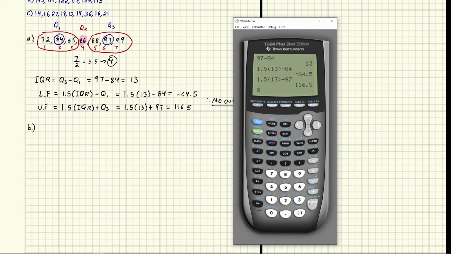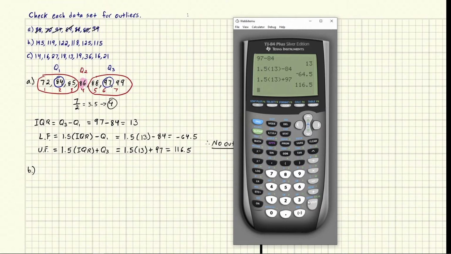So part B, we again need to put them in order. So our lowest value is 115. Our next value is 119. Then we have 122. Oh, I missed a value, 118. This is why I recommend crossing them out as you go. It's easy to catch a mistake. 118, we could just put it in. 119, 122, 125, and then 145.